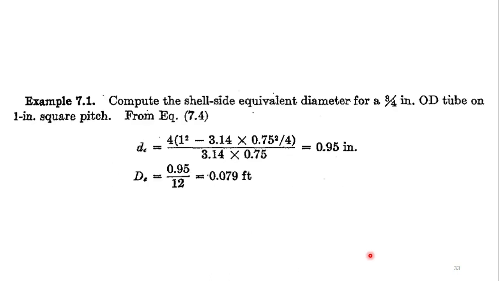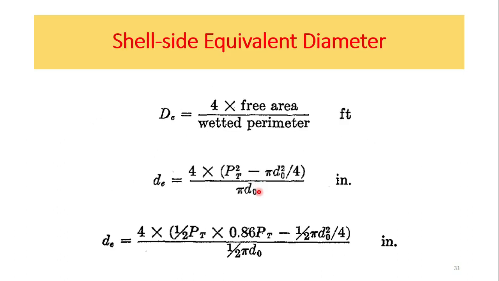So this is basically an example which shows you the determination of the equivalent diameter for the square pitch. Compute the shell side equivalent diameter, for which the outer diameter of the tube is 3/4 inch and the pitch is 1 inch square. So you have to use this formula. The outer diameter is given, the pitch is also given. This is 1 inch and this is 3/4 inch.